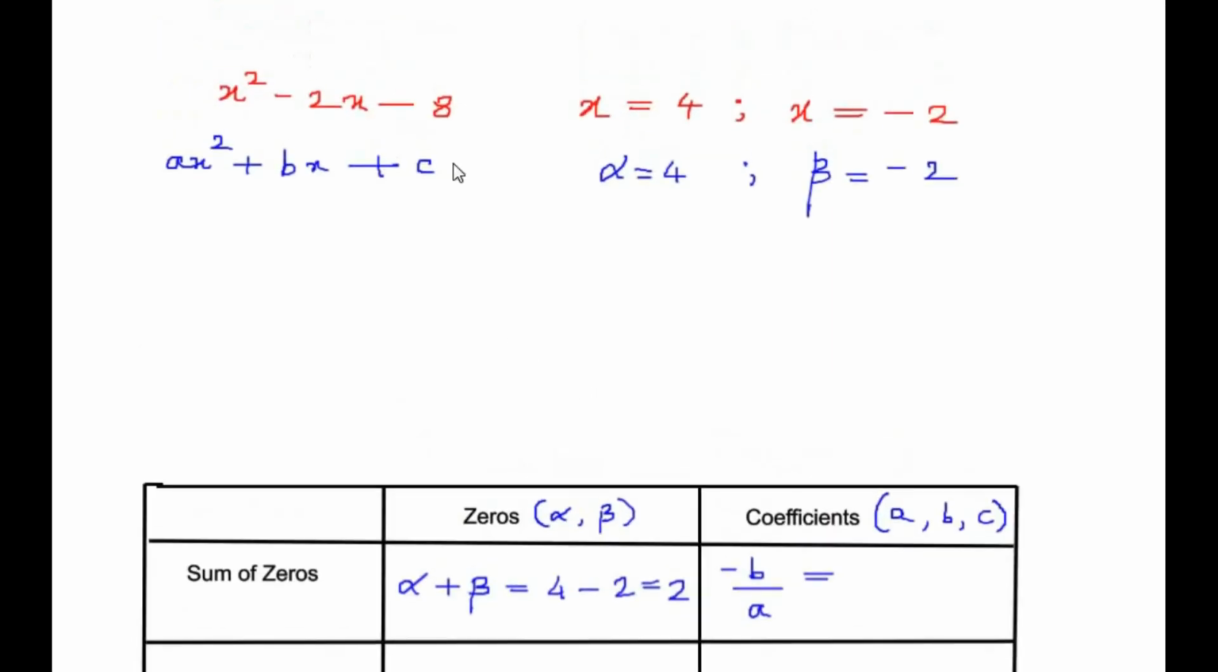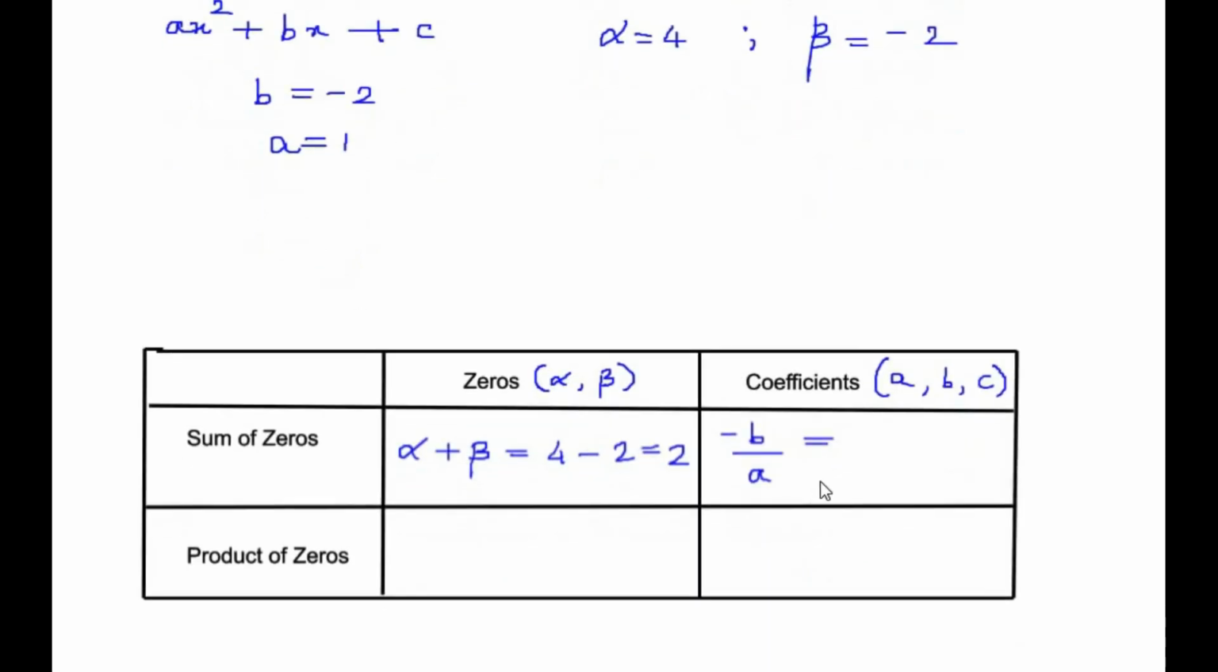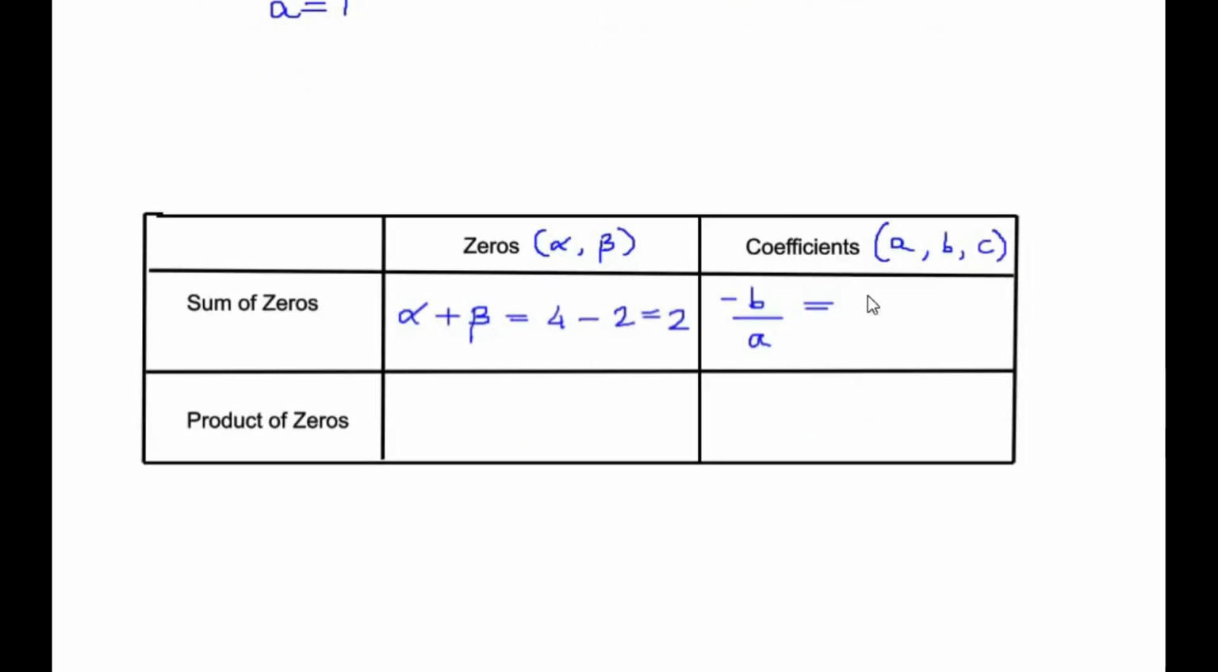Now let us compare. In place of b we have negative 2, and in place of a we have 1. If there is no number with x square, we take it as 1 by default, so a is 1. Let us substitute for the sum of zeros in terms of coefficients: we have minus of minus 2, the minus was already in the formula, over 1. Negative of negative 2 gives us positive 2. So we verified that the sum of the zeros is the same in terms of zeros or in terms of coefficients.